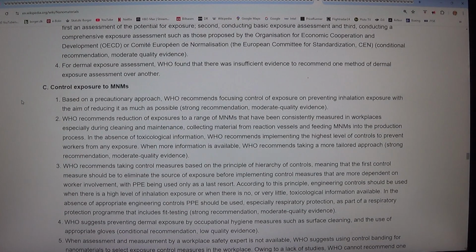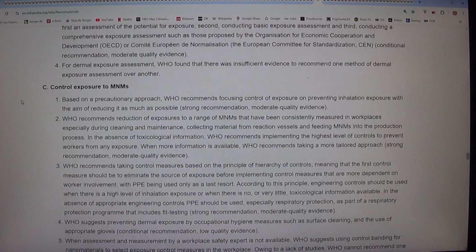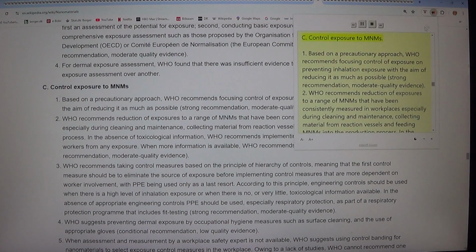4. For dermal exposure assessment, WHO found that there was insufficient evidence to recommend one method of dermal exposure assessment over another.